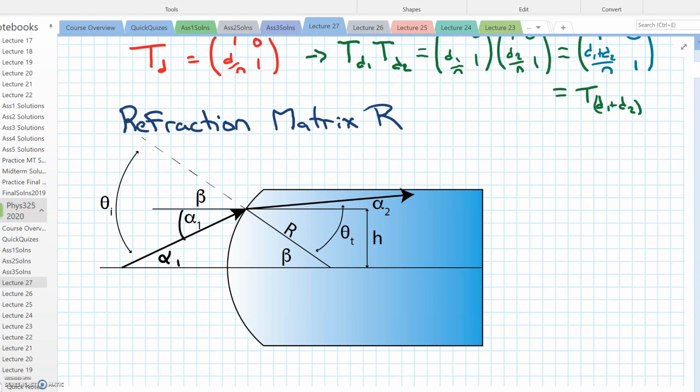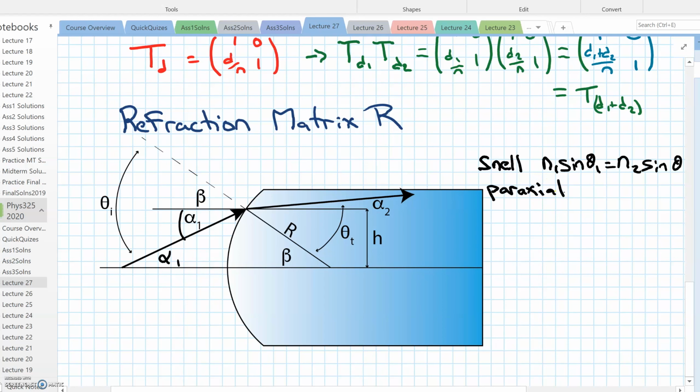Because remember what Snell's law tells us. So Snell's law told us that n1 sine theta 1 is equal to n2 sine theta 2. And we're going to be very lazy because we're in the paraxial approximation. And paraxial Snell's law is even easier. Small angle approximation. Sine theta is approximately equal to theta. So it told us that n1 theta 1 is equal to n2 theta 2. But theta, what is theta? Remember, theta is the angle that the beam comes in with respect to the normal to the surface. So here, that is beta plus alpha.